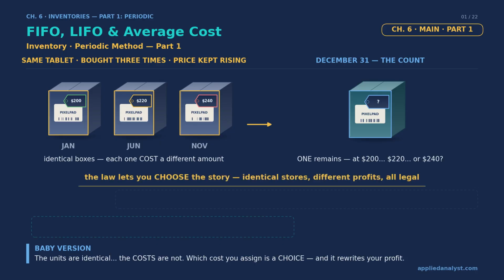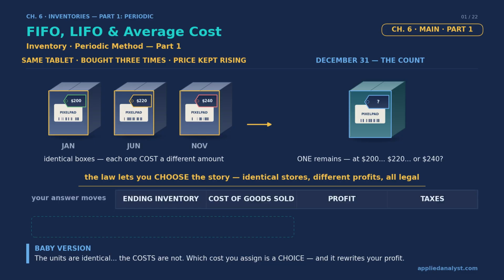The law lets you pick a story. 2 identical stores, identical sales, different profits, all of it legal. And the story you pick moves your ending inventory, your cost of goods sold, your profit, and the check you write the IRS. One day you'll read a company's financials and know what they're hiding. That edge starts on this shelf.